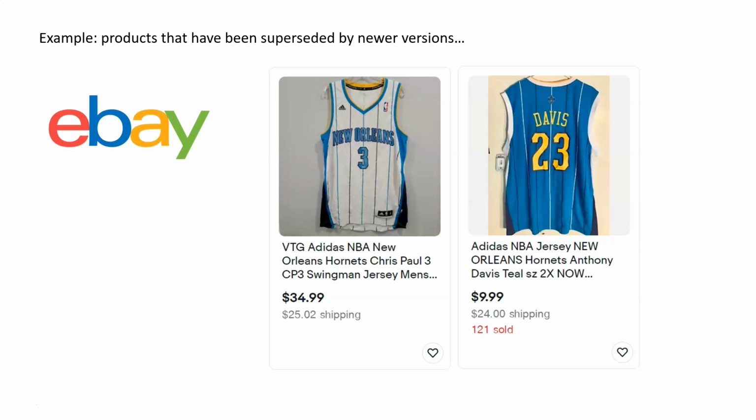And secondly, that team is now not called the New Orleans Hornets. It's now called the New Orleans Pelicans. They've got different jerseys with different colors. So those jerseys have been replaced. So it's not a bad time, if you did want one, to go and get one because it's been replaced by a better or newer model.